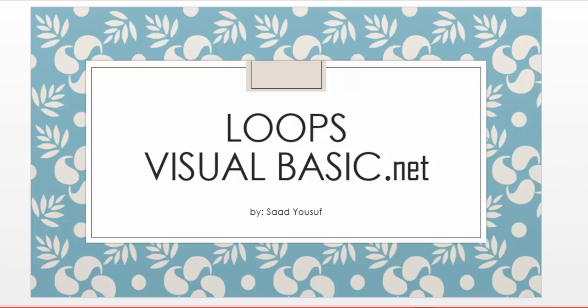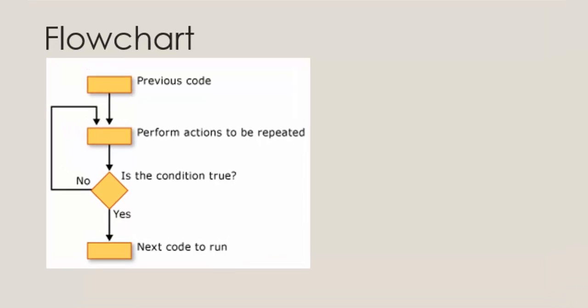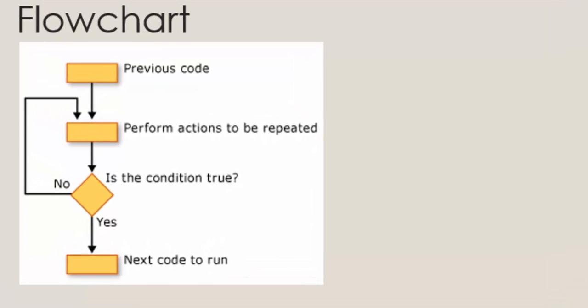In this tutorial we're going to be looking at the flowcharts and the syntax for the Visual Basic loops. When we talk about loops, as I talked about in the other tutorial, it is the process where you pretty much go over something multiple times until a certain condition is met.